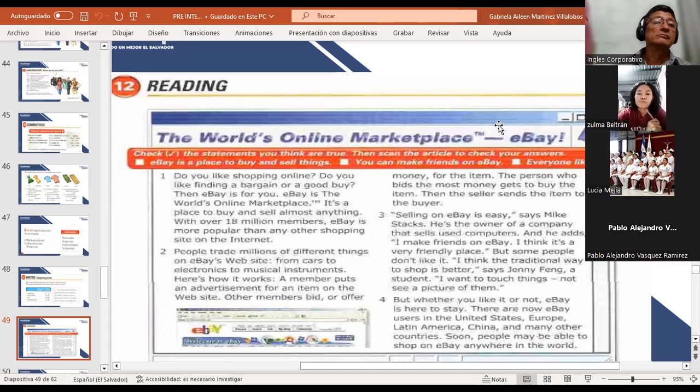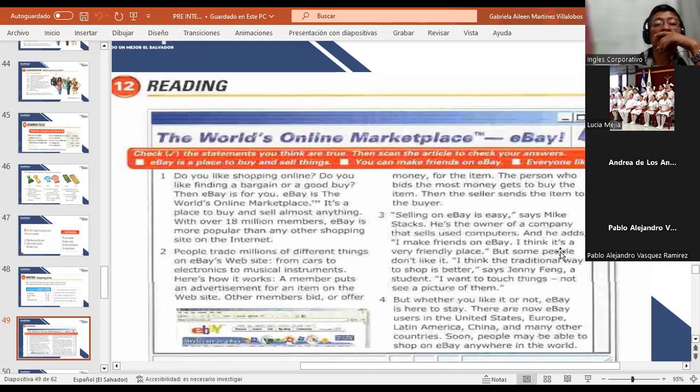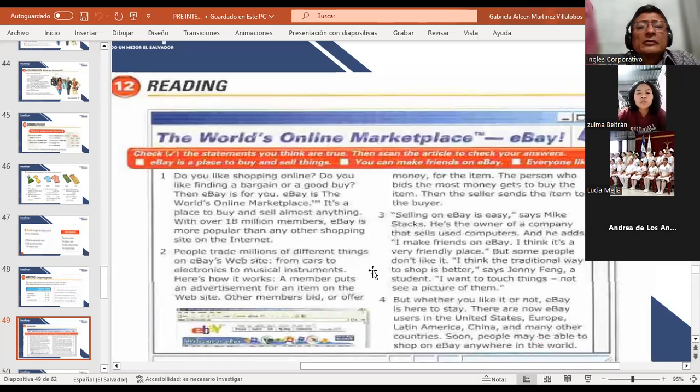All right. No more? Everything okay? We'll continue. Yes, what is the pronunciation of the word in the second paragraph? Let's say a member puts an advertisement. Advertisement. Yes, that's correct. Okay, thank you. Welcome. What is buyer? Buyer, comprador. Okay. I'm the seller, you are the buyer.